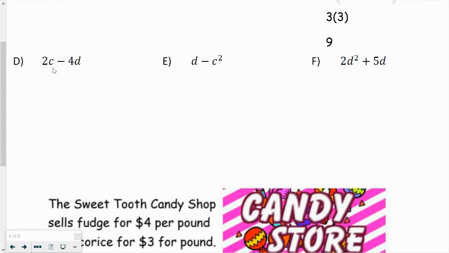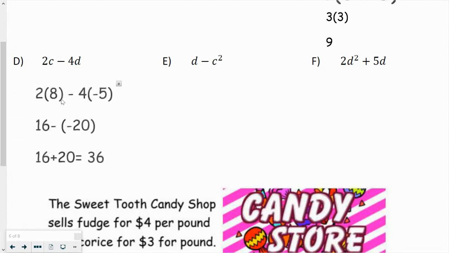Okay, next we have 2c minus 4d. So we have 2 multiplications. I have to multiply my 2 and c and then subtract the product away from it. Okay, so after I fill that in, we get really a 16 minus a -20. Well, from last unit, we learned that we have to turn it into addition with adding the opposite. So we are really adding a positive 20 to our 16 to get 30.